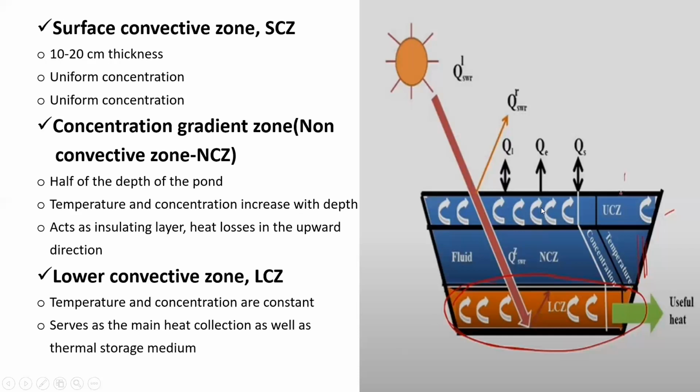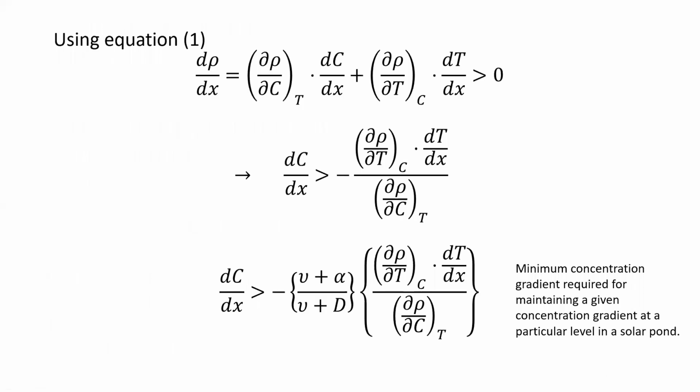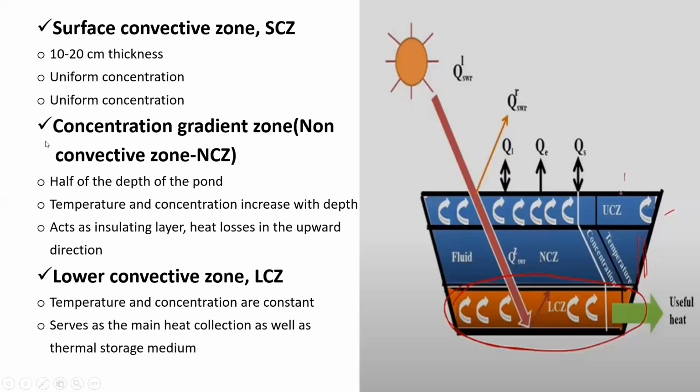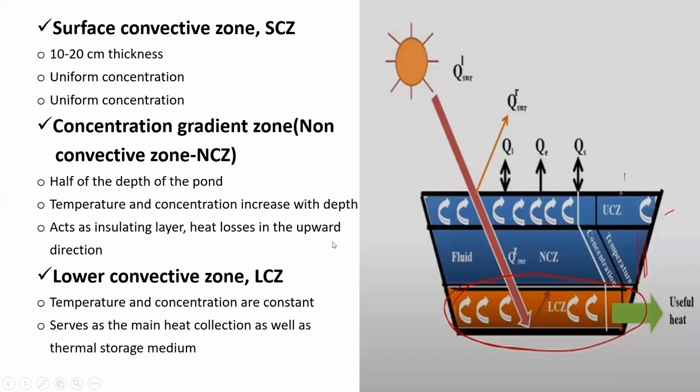We can see that the salt gradient is higher in this lower convective zone because the concentration gradient is increased. We see that d rho by dx is greater than or equal to 0, and the concentration is always increasing when we go downwards.